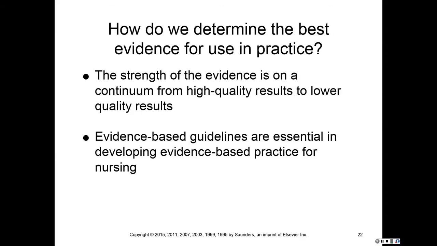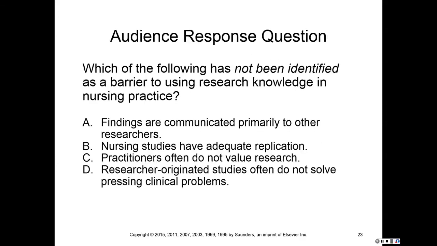How do you determine the best evidence for use in practice? The strength of the evidence is on a continuum from high quality results to lower quality results. Evidence-based guidelines are essential in developing evidence-based practice for nursing. Which of the following has not been identified as a barrier to using research knowledge in nursing practice?